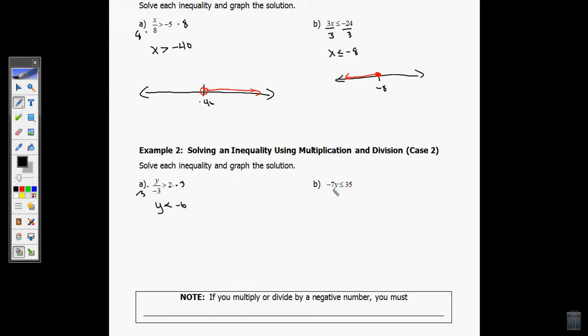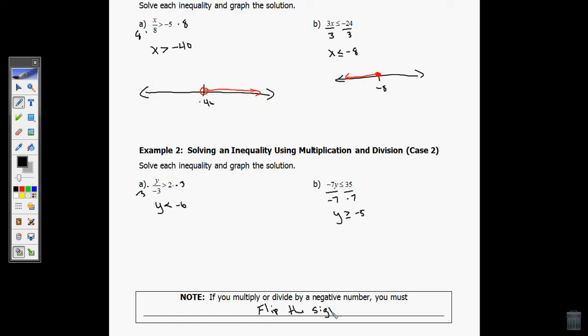Again, over here, I have negative 7 times y. I'm going to divide by negative 7, divide by negative 7, and y gets by itself. Over here, 35 divided by negative 7 is negative 5. But because I divided by a negative number, I flip the sign. All right, if you multiply or divide by a negative number, you must flip the sign.